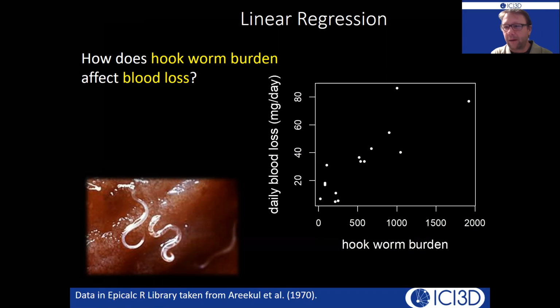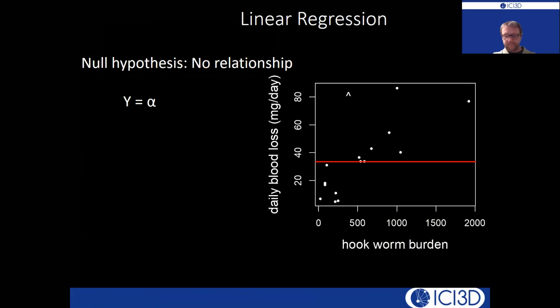But that isn't our only model choice option, for example. Is there a relationship? Suppose hookworm burden wasn't associated with daily blood loss. We might just use as our best guess for what daily blood loss is going to be, just the average. And that's exactly what we're doing here. And we could ask ourselves, is this a good fit? Is this a good model?